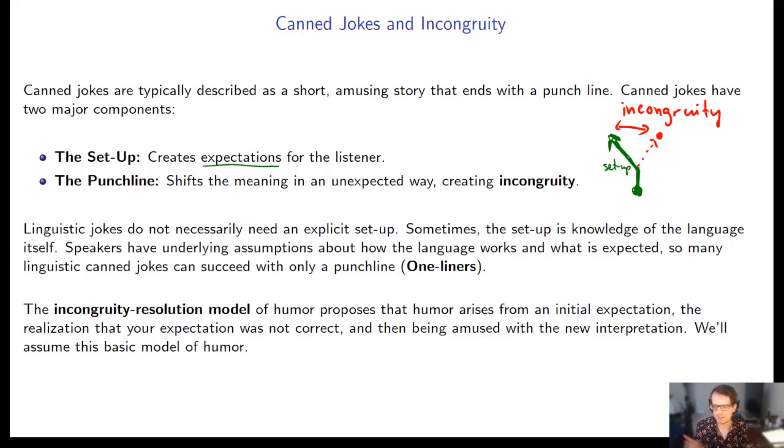This also explains why when you hear a joke repeatedly, you don't find it funny anymore. Because once you hear a joke over and over again, you now know that you're supposed to be taking the other path. So there's no longer an incongruity. So you don't laugh because there's no incongruity to resolve. You know where you're supposed to go. You know which meaning you're supposed to get. So there's no difference that makes you laugh.